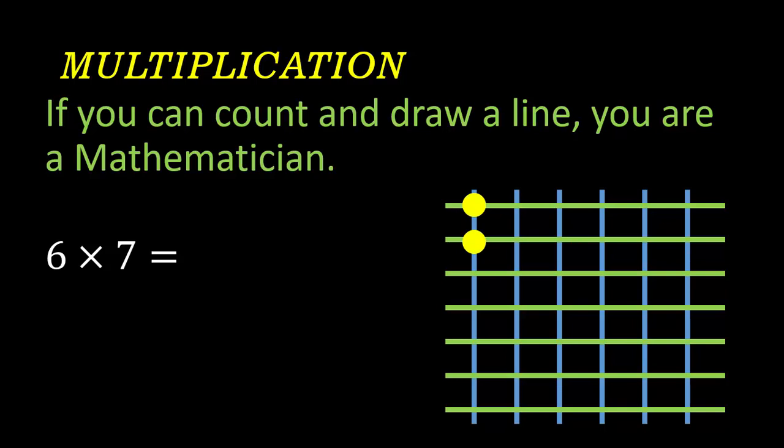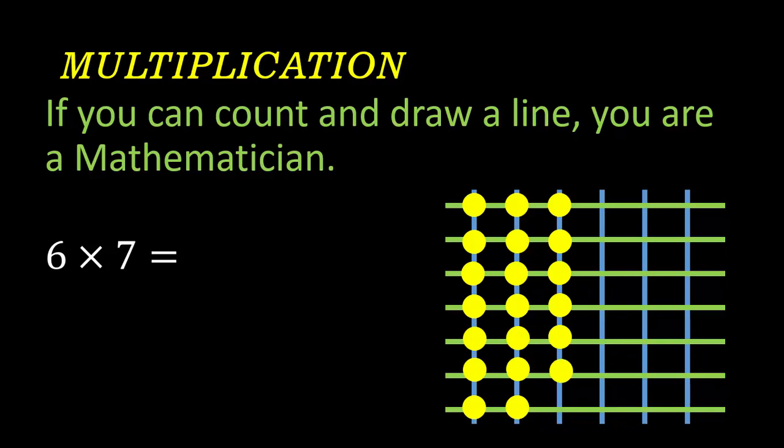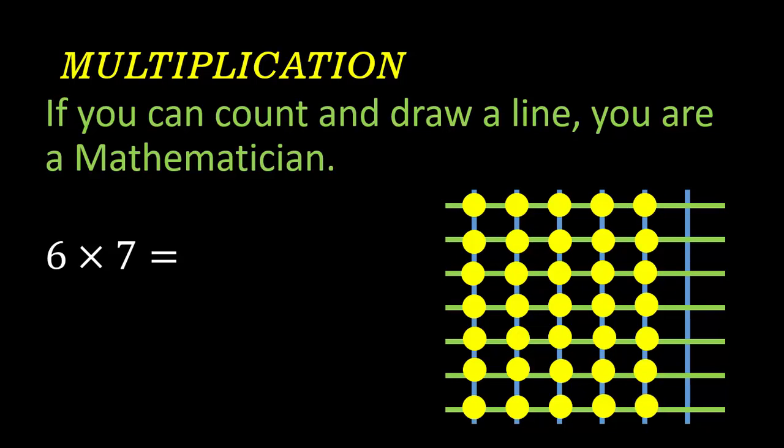We have 1, 2, 3, 4, 5, 6, 7, 8, 9, 10, 11, 12, 13, 14, 15, 16, 17, 18, 19, 20, 21, 22, 23, 24, 25, 26, 27, 28, 29, 30, 31, 32, 33, 34, 35, 36, 37, 38, 39, 40, 41, 42. So our answer is simply 42.